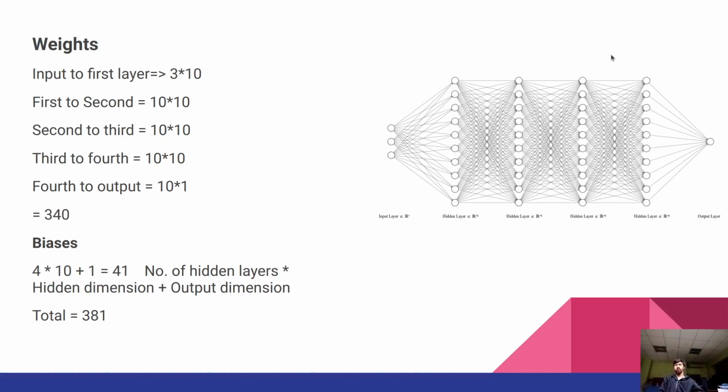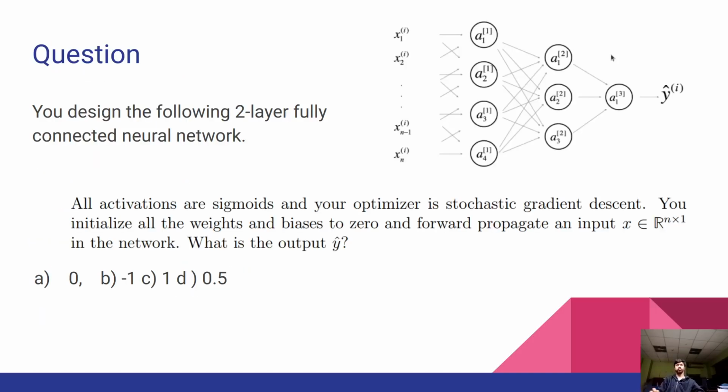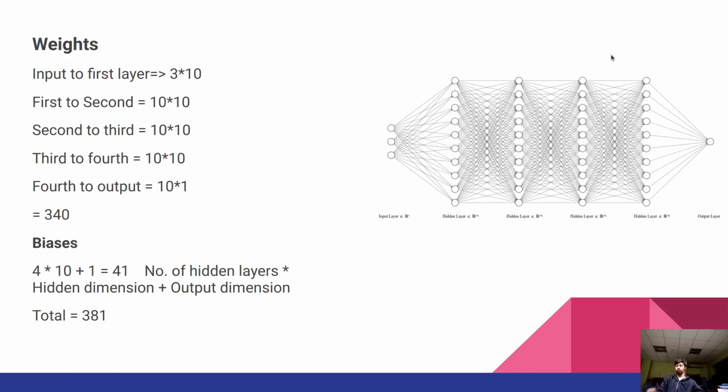So I hope it is clear. I will go to the next question. Sir, can you go back to the slide? Yeah. So bias means we have to just add that one, right, sir? Yeah, add that one. Okay, sir. Thank you.